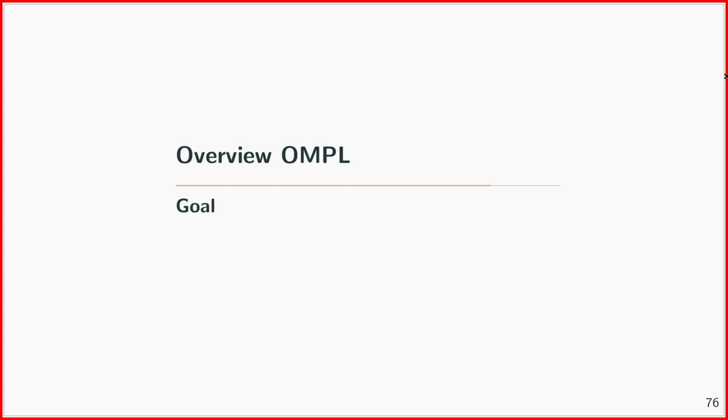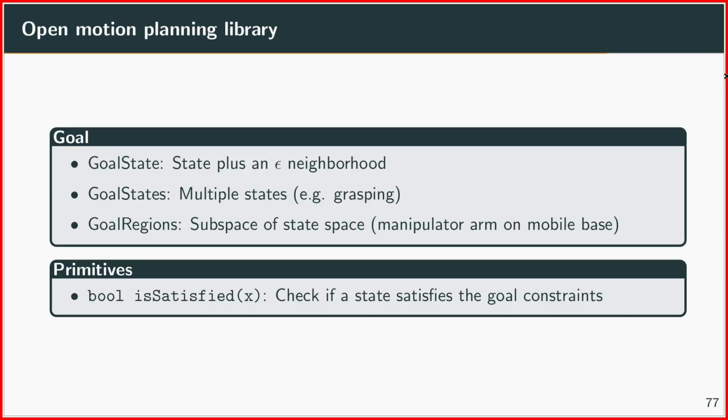Okay, and then in OMPL you can also define goals. There are actually a lot of options which you have. You can, of course, just define a goal state, which is a state plus, for example, an epsilon neighborhood. You can also define multiple goal states. This might be valuable, for example, if you grasp an object where you have different positions of how you want to grasp it, and you don't really care how you grasp the object, you just want to grasp it.